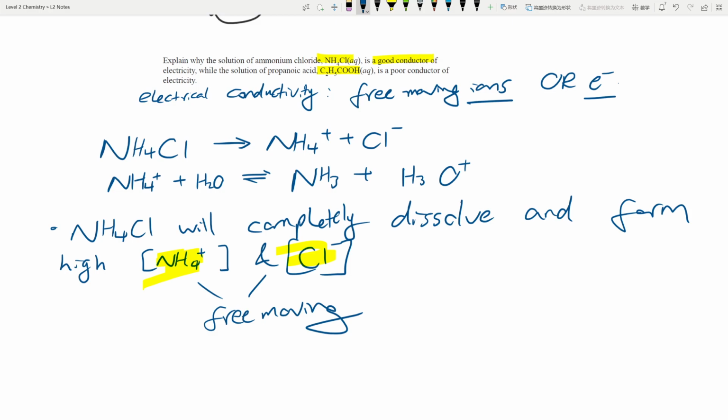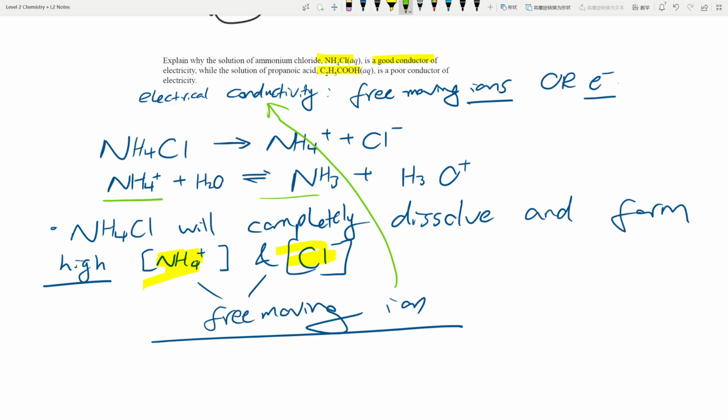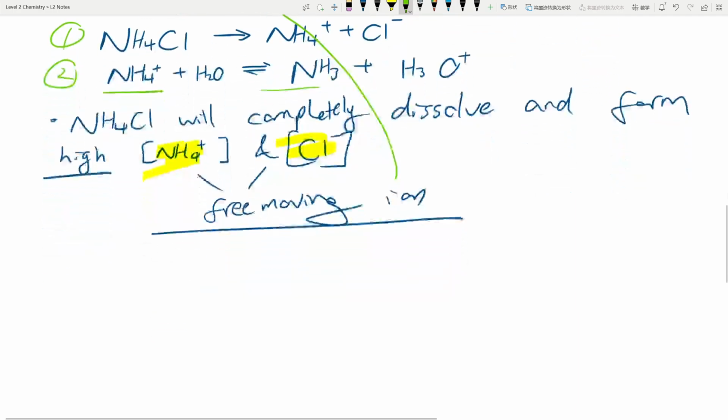Okay, so if you have a high concentration of free moving ions, that means electrical conductivity. So the second equation doesn't even matter here. Yes, it partially dissociates, but what difference does that make? It doesn't make any difference. The first process of dissolving, which is step number 1, is already producing tons and tons of free moving ions, and the thing can dissolve really easily.